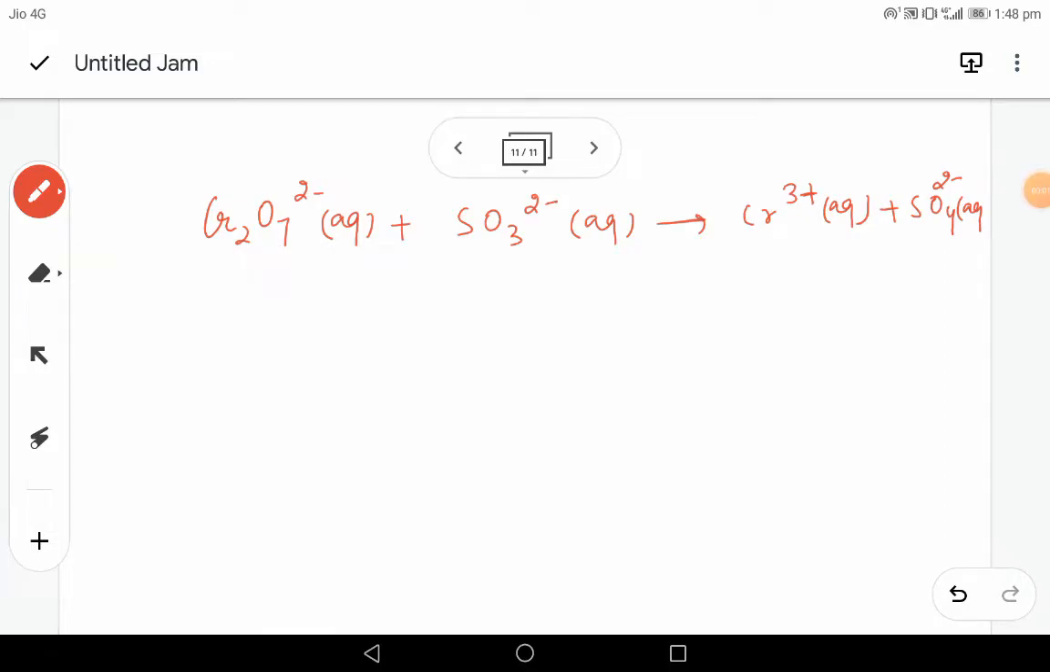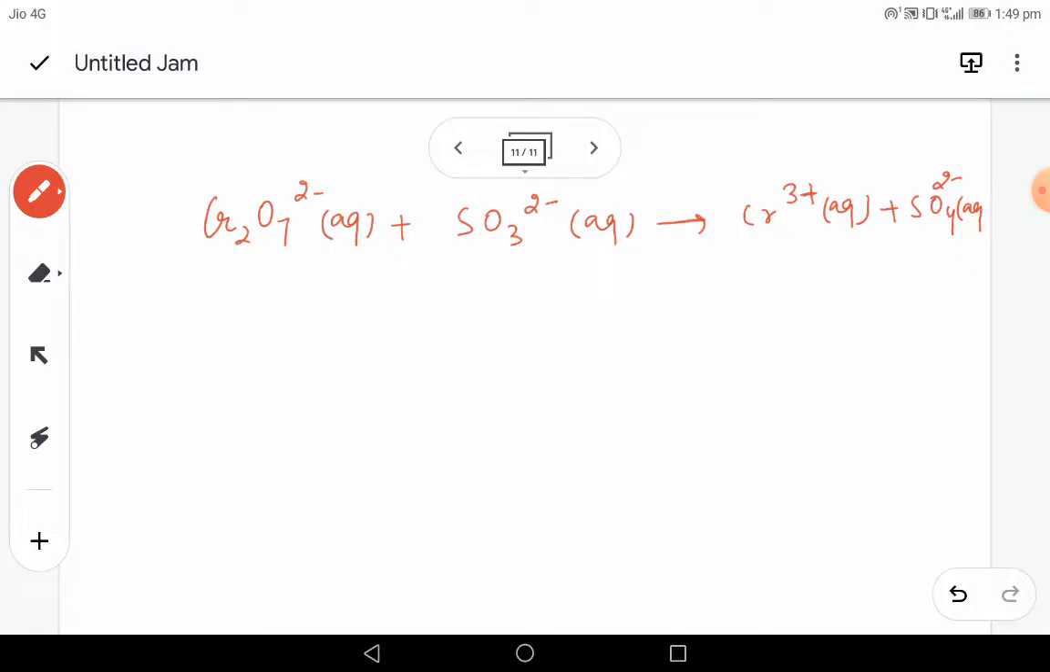Hello everyone. So today I am going to discuss the second part of the redox reaction, which is balancing, and we are discussing the half reaction method, which is also called the ion electron method. If you have still not seen part 1, go and see that part, where I have discussed the steps in detail. Just check it out and then you can come on to this one.